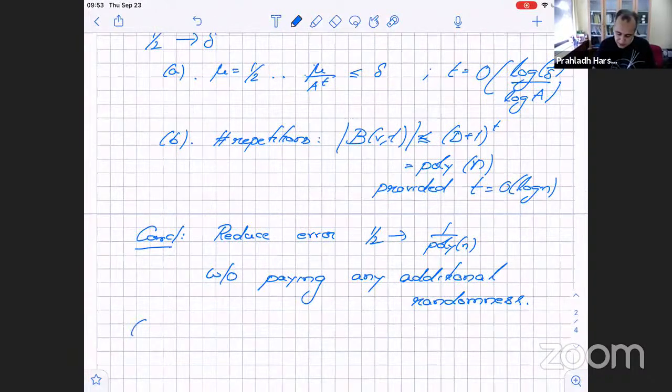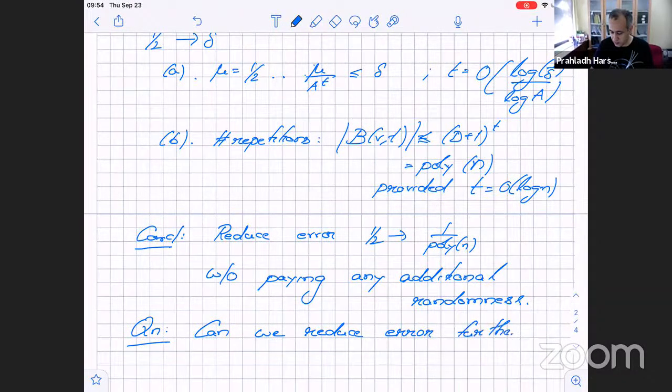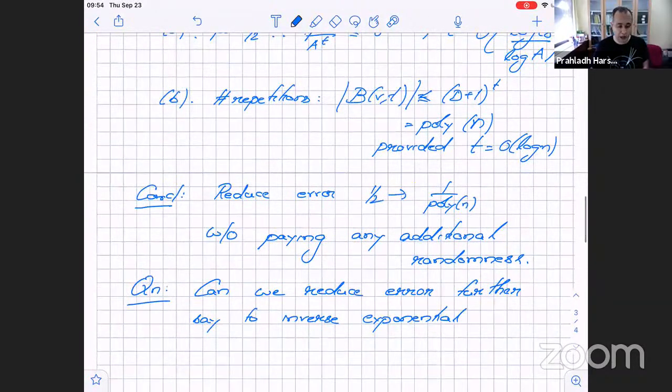Of course, this immediately begs the question: if you can get it to inverse polynomial without any additional randomness, can we reduce the error further, say to inverse exponential, either without adding any random bits or possibly paying a few extra random bits?